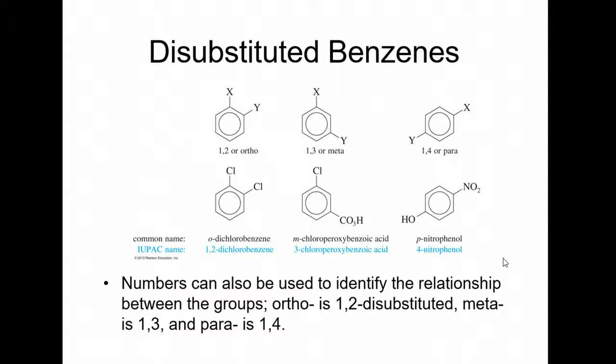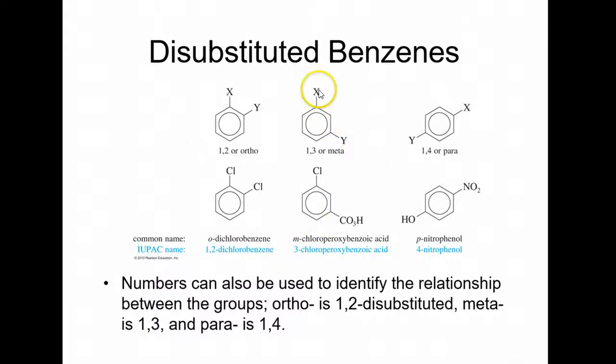All right, disubstituted benzenes. What happens if you have a disubstituted benzene? How do you name it? There's an old-fashioned name, a common way of doing it, and most people name it this way. If you have a 1,2 substitution on your aromatic ring, that is the ortho position. They're ortho to each other. Rather than saying 1,2-dichlorobenzene, you just say ortho-dichlorobenzene. You can write the word ortho, or you can just write O.